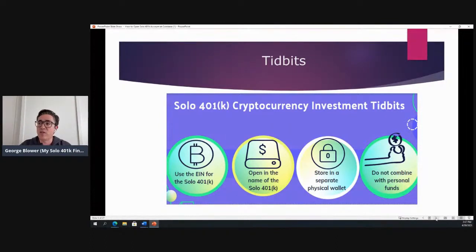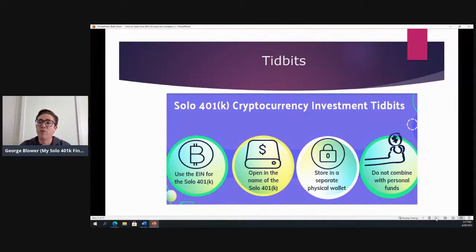This slide here is a great slide as it highlights a couple of the important tidbits which we touched on in the prior slides, right? Number one, using that EIN for the solo 401k. So you're going to use the EIN to open up the bank account. You're going to use the EIN to open up the account at the cryptocurrency exchange. You're not going to want to use your social security number or your business tax ID number, because to the extent that there's any type of tax reporting that's done with respect to that account, that tax reporting is going to be conducted with respect to the EIN number.